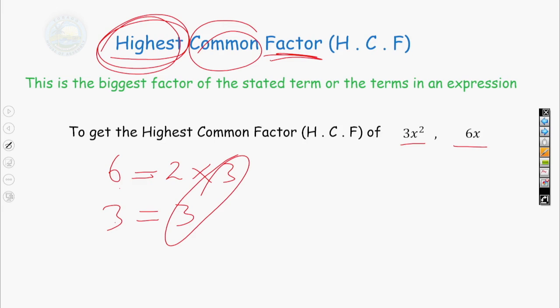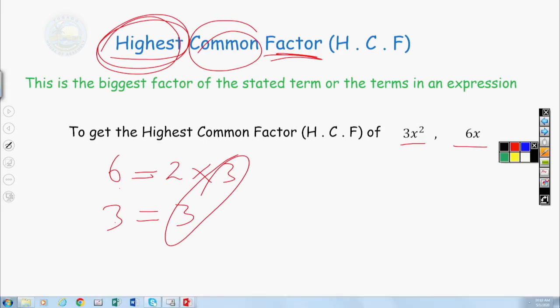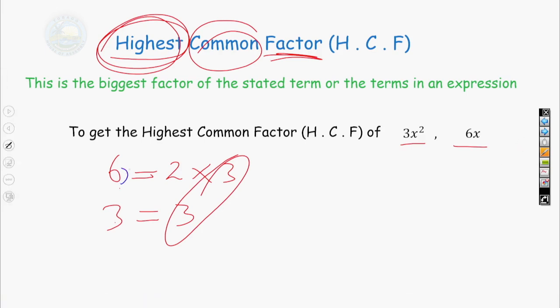So we want to now utilize this construct from primary school to find the highest common factor of 3x squared and 6x. Well, we already said that 3 is 3 as a product of its prime factors, and 6 is 2 times 3 as a product of its prime factors. So now, if I want to get 6x, this gives me 6. Yes, we have that already. And now we want 6x.